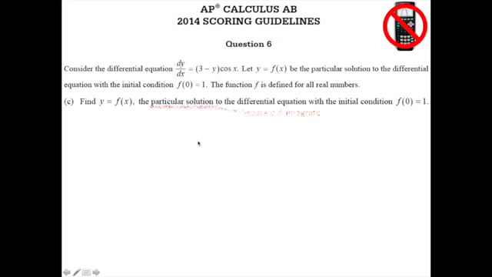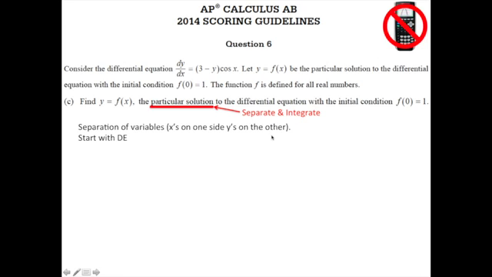So let's start out with, we know that when we see the term particular solution, we have to separate the x's and y's, and we have to integrate. That gives you the idea that the x's need to be on one side, the y's need to be on the other. Let's start with writing the differential equation, and then we're going to perform algebraic tasks to separate. So here's the differential equation.